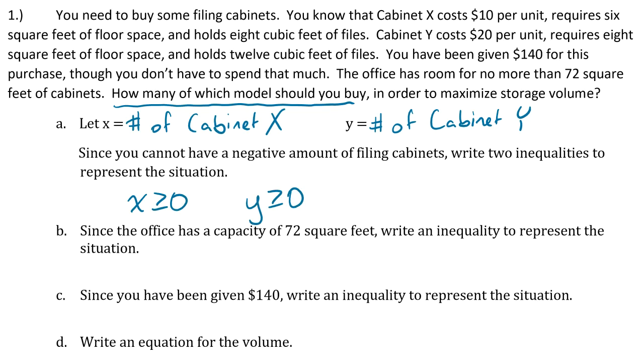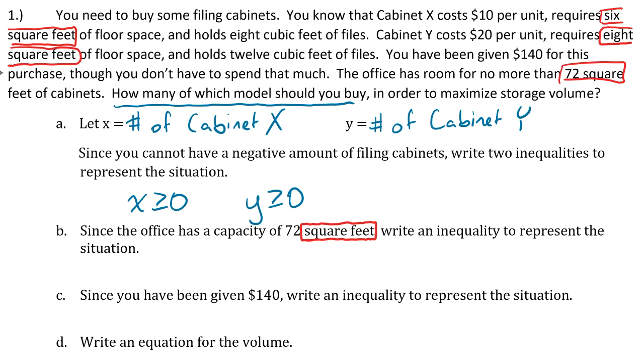Part B. Since the office has a capacity of 72 square feet, write an inequality to represent the situation. The key here is that we're looking for square feet. Where else do we see square feet? Well, we see 6 square feet right there, we see 8 square feet, and then the 72.